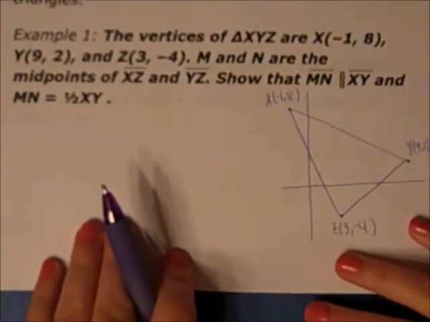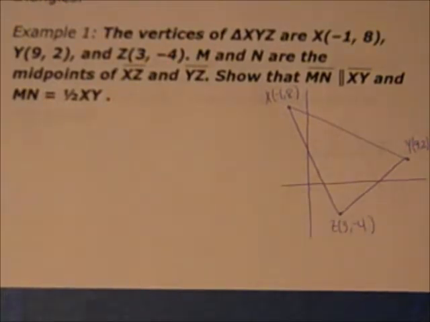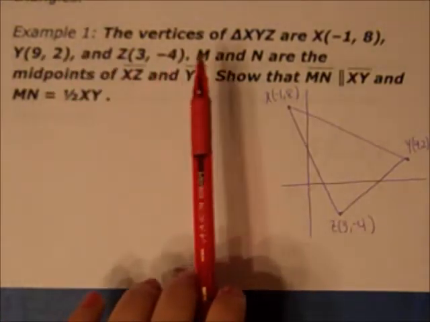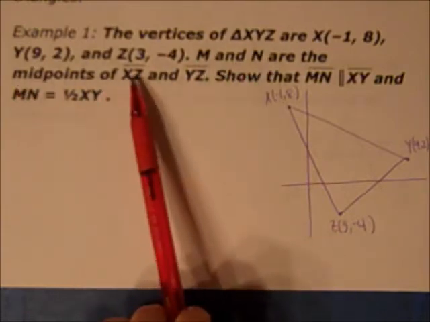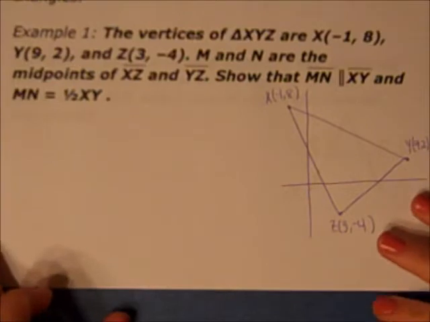Alright, this first example we're going to do here is actually a coordinate proof of the triangle midsegment theorem that you're going to have on your vocabulary grid. Remember from chapter 3 that a coordinate proof is where you work everything out using algebra, but you explain what you're doing at the end, and that's just your proof. Okay, so I have the vertices of triangle XYZ here. M and N are the midpoints of XZ and YZ. So let's stop here and let's find M and N.